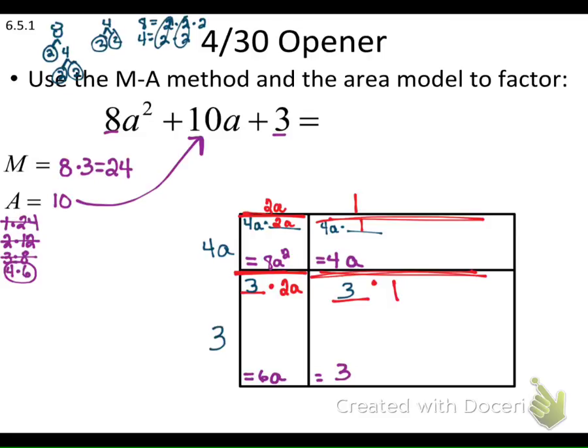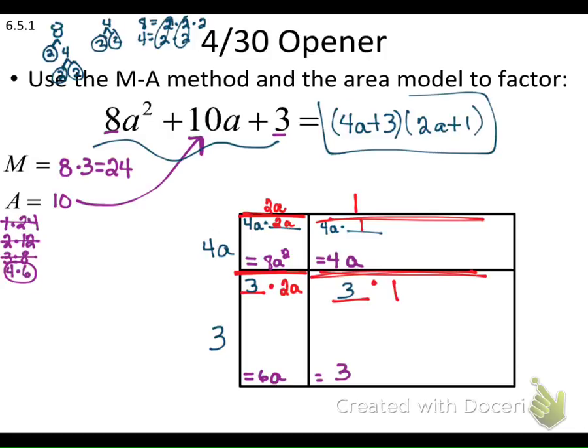Now, when I go to write my answer, because this is the area of the whole area model, I need to write it out as in the formula, the height times the width. So what's the height of this model? 4A plus 3. Yeah. And what do I put around that? Parentheses. Times what's the width? 2A plus 1. Perfect.